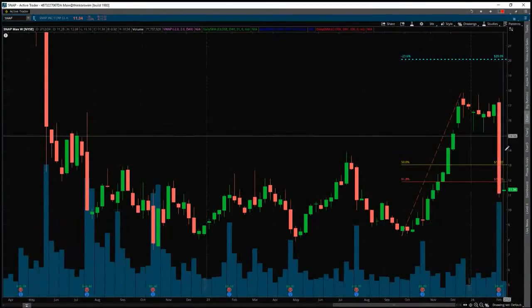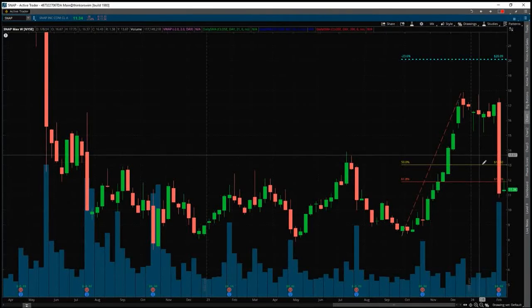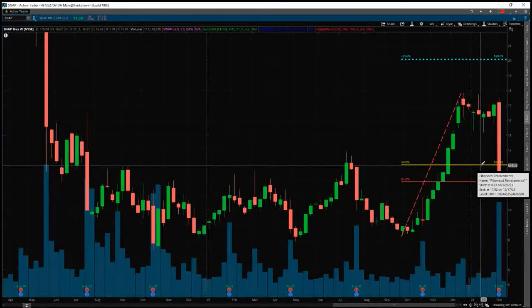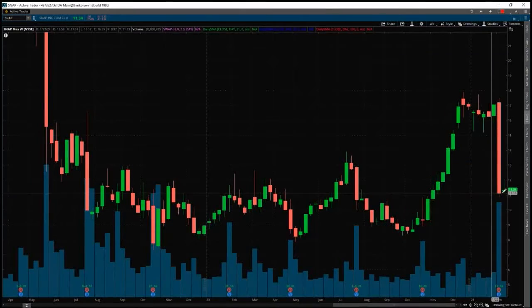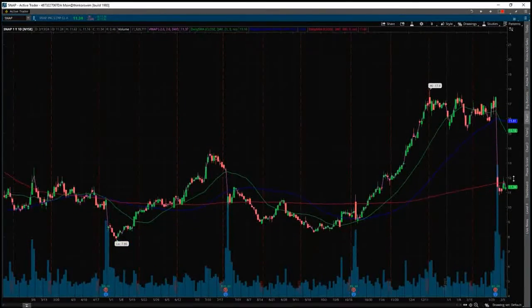But this isn't a natural pullback. This is an earnings move that doesn't really care about the technical level. So I'm going to say that this setup is what I call broken. It's not valid. All right. And so if we zoom in to see what would make me interested in this stock.